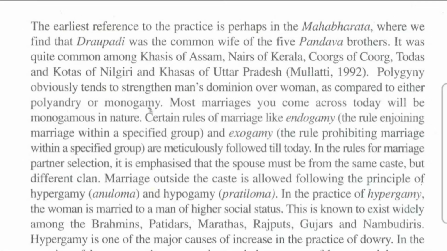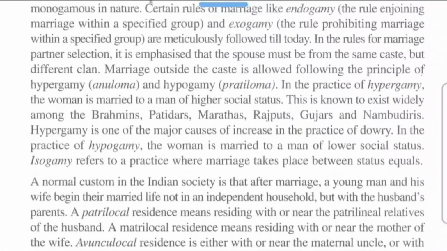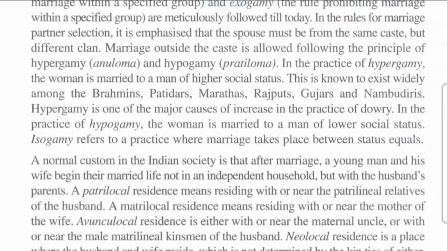In the rules for marriage partner selection, it is emphasized that the spouse must be from the same caste but a different clan. Marriage outside the caste is allowed following the principle of hypergamy, anuloma, and hypogamy, pratiloma. In the practice of hypergamy, the woman is married to a man of higher social status. This is known to exist widely among the Brahmins, Patidars, Marathas, Rajputs, Gujars, and Namboodiris.